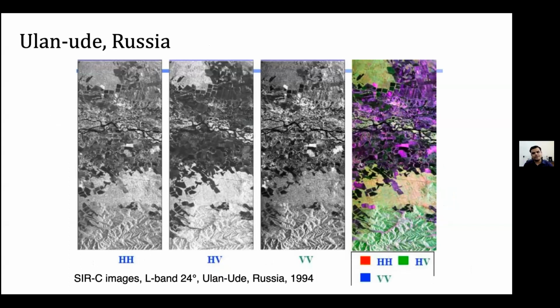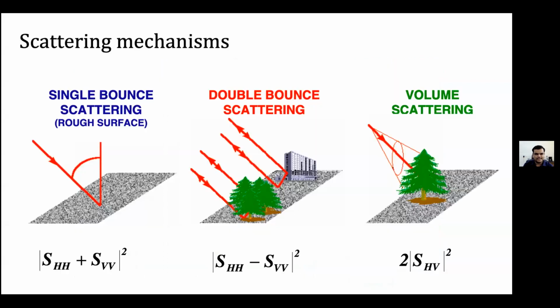Now, if we combine all three polarizations, we can clearly distinguish the crop area, which is dominated by the HH and VV polarizations, from the forest regions or covered canopy regions, which are mostly dominated by the cross polarization, HV. Distinguishing between different land cover types is a major application of polarimetric SAR datasets.